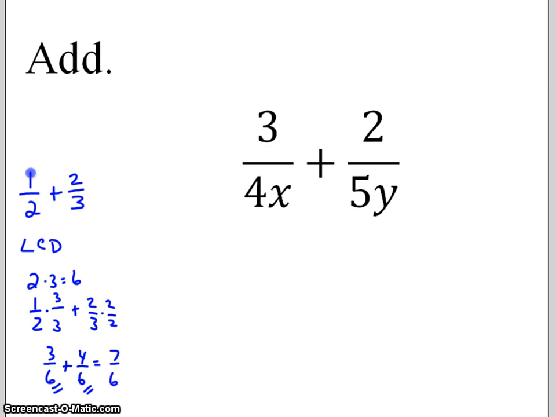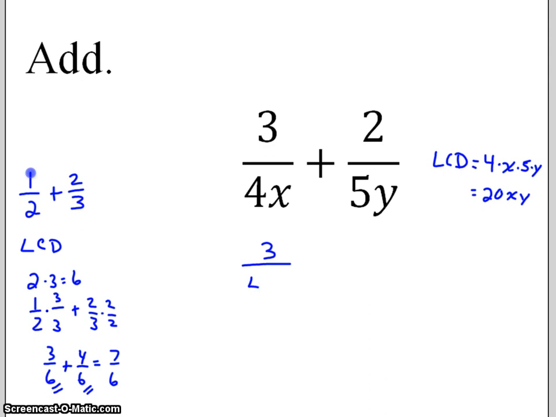Okay, so let's see over here. We need to get a common denominator. So 4 has to be part of it, and x. Now 5 does not have any factors like 4 has factors of 2. 5 does not have any factors of 2, so we actually have to include that whole 5 and then that y. So it's actually 20xy. That's the least common denominator.